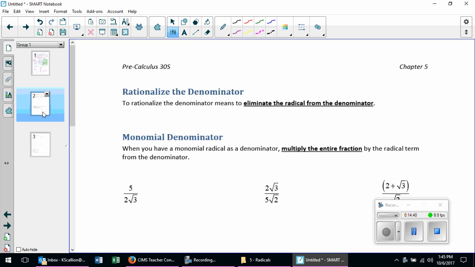Everybody knows about difference of squares, right? Okay, some people leave you know what. Okay, when I say rationalize the denominator, what that means is I want you to remove the radicals from the denominator.